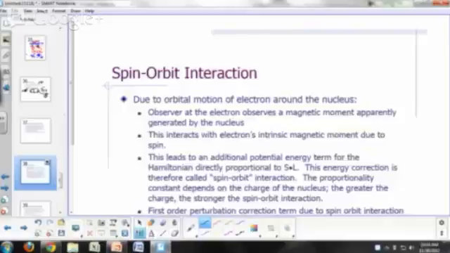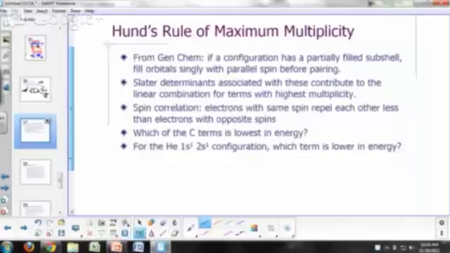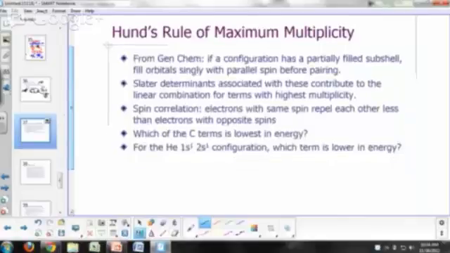Now, you've encountered Hund's rule for maximum multiplicity in freshman chemistry. You were told that anytime you have a partially filled subshell, there's more than one way of distributing the electrons, and the lowest energy arrangement is the one where you spread out the electrons among the orbitals within that partially filled subshell and put them in parallel spins before you pair them up. That's why it's called Hund's rule of maximum multiplicity.